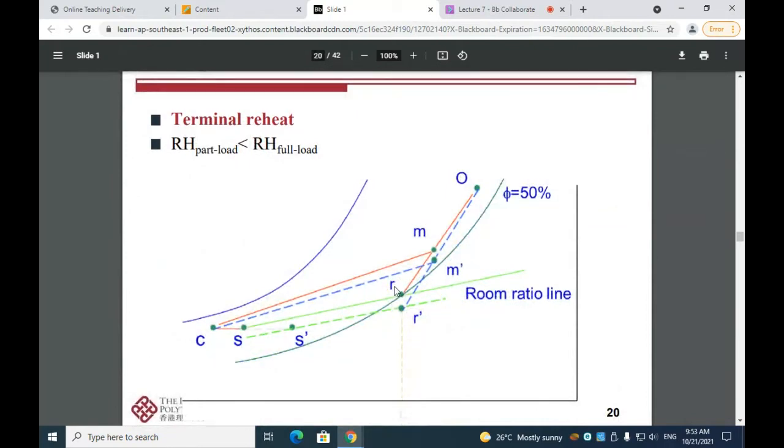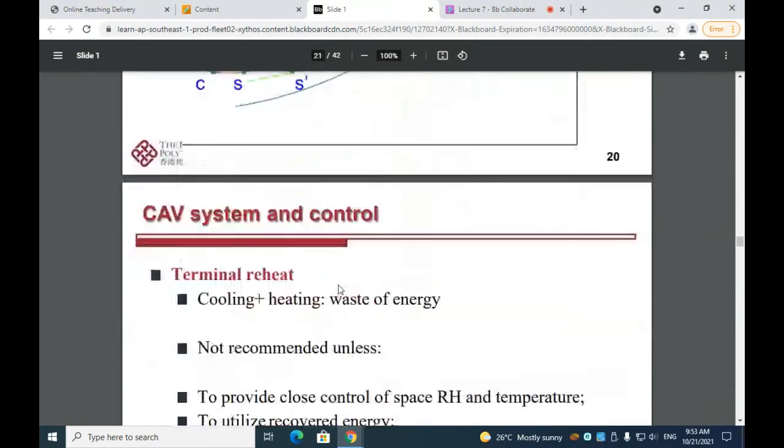However, if the room ratio line remains the same for the partial load condition, then from the psychrometric chart, we will see that the relative humidity of the partial load condition will be lower than the relative humidity for the space for the design condition or full load condition.